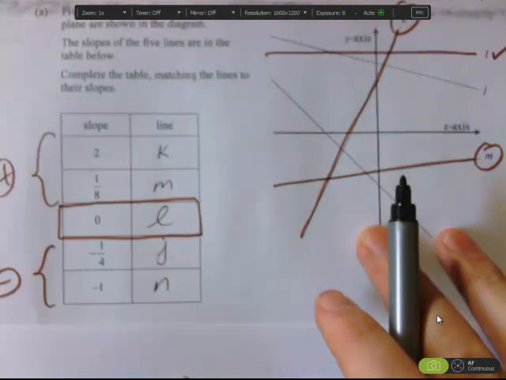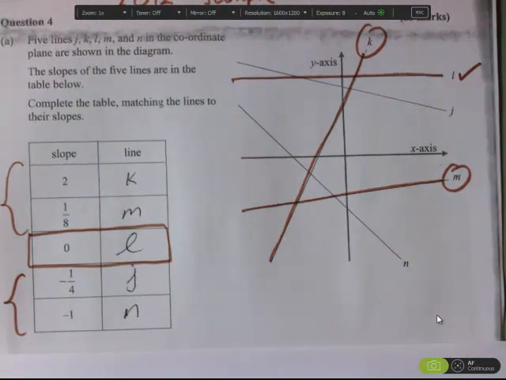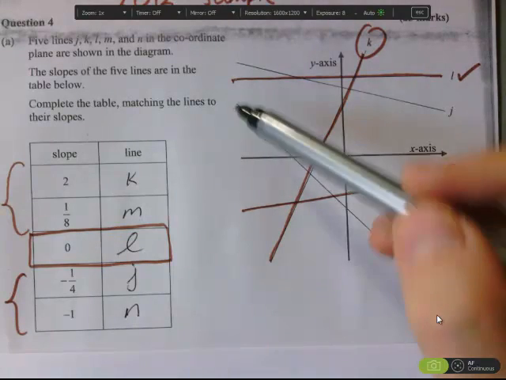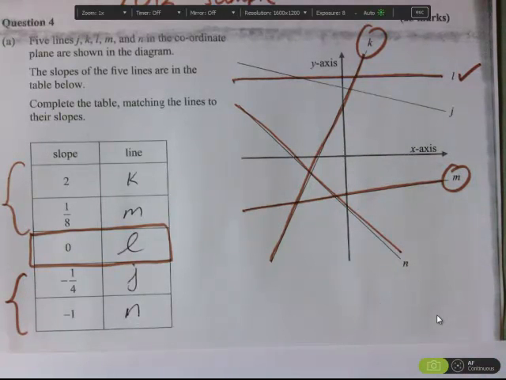So let's try and apply that here. You've got -1/4 and -1. Which one is further away from 0? Well, -1 is further away from 0 than -1/4. So that means that represents the steeper of the two lines. So that represents M, which means the other one would have to be J.